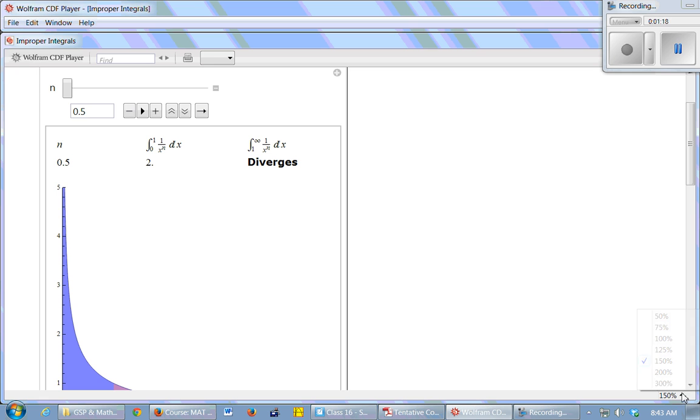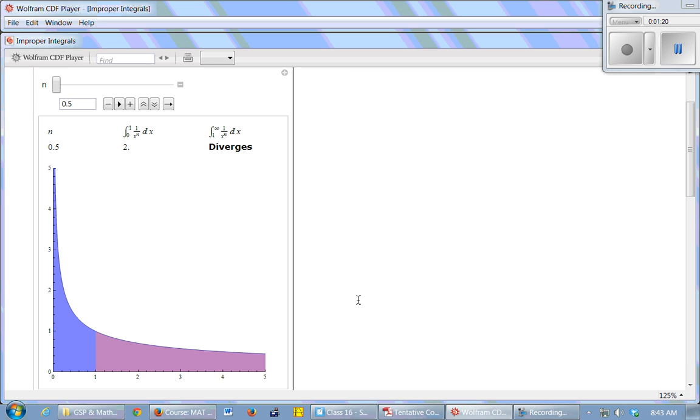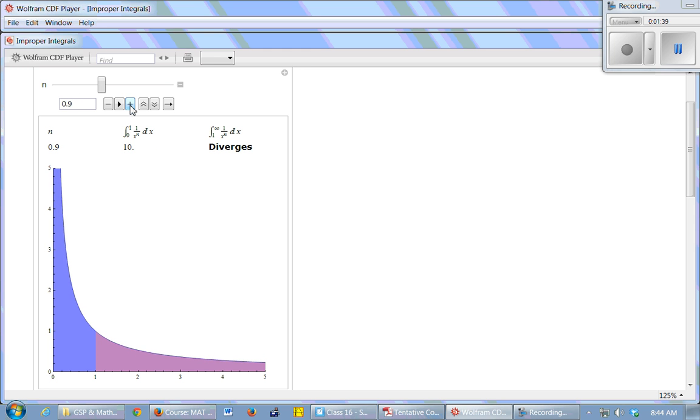And then as I make n a little bit bigger, 0.55, 0.6, 0.65. So the area in blue is getting a little bit bigger, and the pink area is still infinite. And then I'm just going to step forward, step, step, step, step. And here's n is 0.9, right? The area under my integral from 0 to 1 is 10, and the rest of my area diverges.